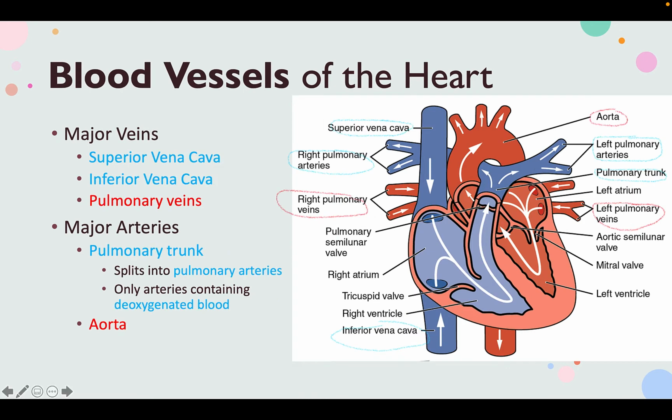Blood vessels of the heart. You got your major veins and major arteries. For the major veins, we have the superior vena cava and the inferior vena cava. Obviously both deoxygenated, they're carrying the blood back to the heart. And then we have the pulmonary veins. This is where it gets tricky. Your pulmonary veins are veins, so they're still going back to the heart. So all veins lead back to the heart. All arteries lead away from the heart.